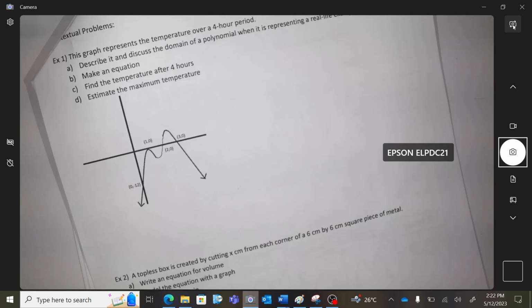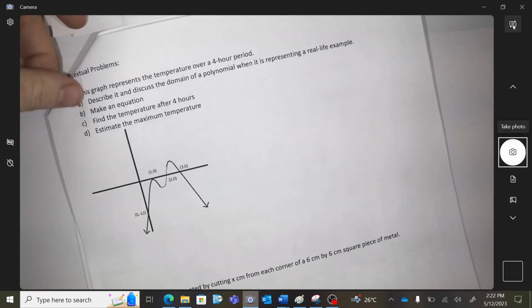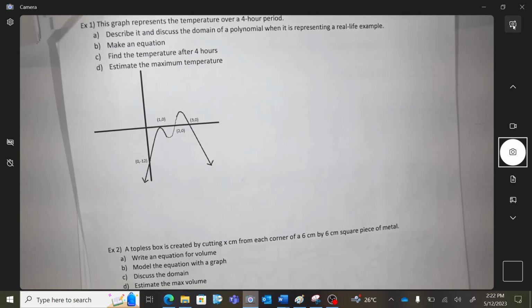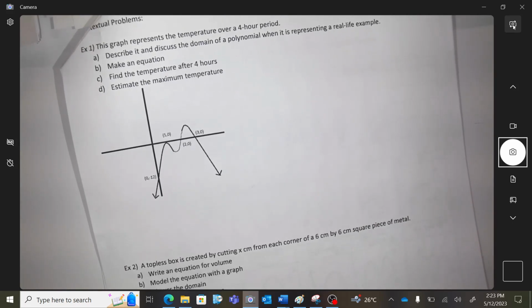Okay, so polynomial word problems. Okay, the first graph is describing temperature. The temperature over a 4-hour period. So let's talk about this graph and what's going on.